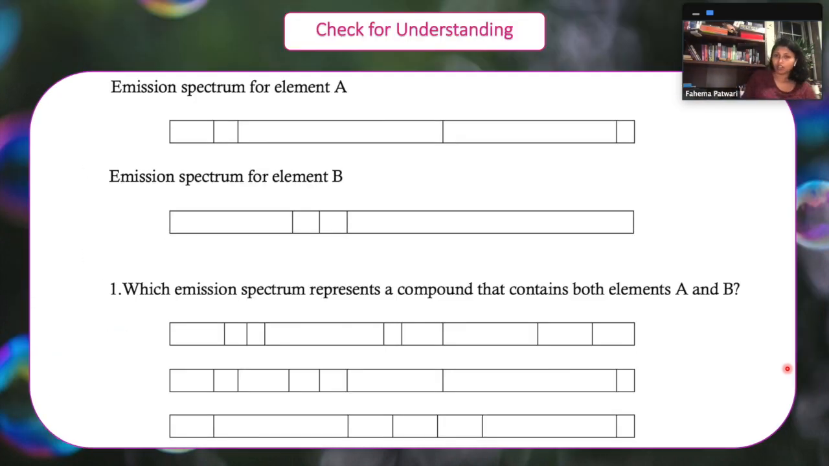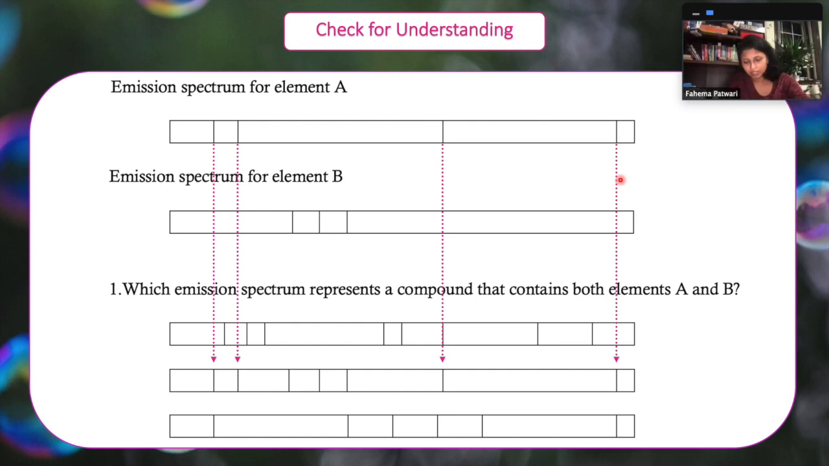So here, this question: here's an emission spectrum for some unknown element A, another one for some unknown element B. The question asks, which of these spectrums represent a compound that contains both elements A and B? How do you check that? You look at the lines for A and you see, is there any that match up? Okay, so we know right away that this cannot be the answer, and this cannot be the answer either, because the lines for A are not there. Okay, let's check the emission spectrum for B. That matches up. So the answer is this one.